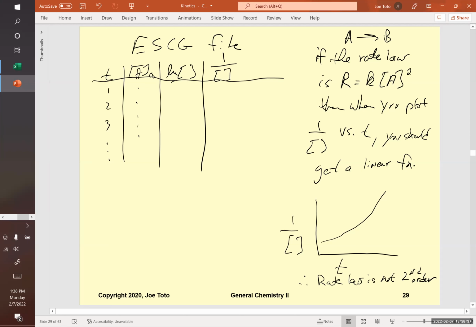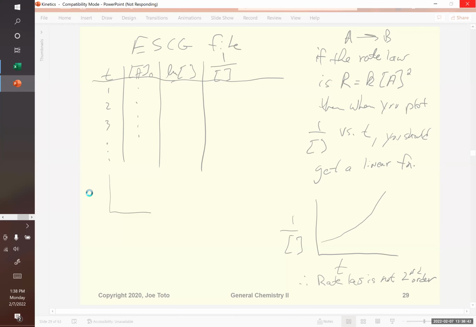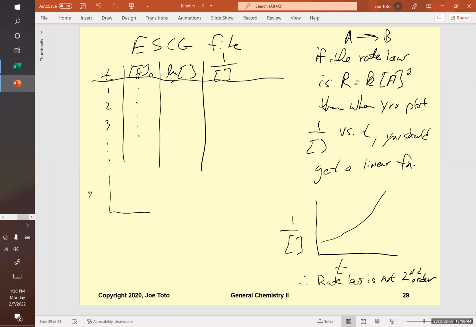So what the lab has you do is make up these plots: concentration versus time, the log of the concentration versus time, and 1 over the concentration versus time. You do that in the electronic spreadsheet and computer graphing, and you get something like this, and then something like this.